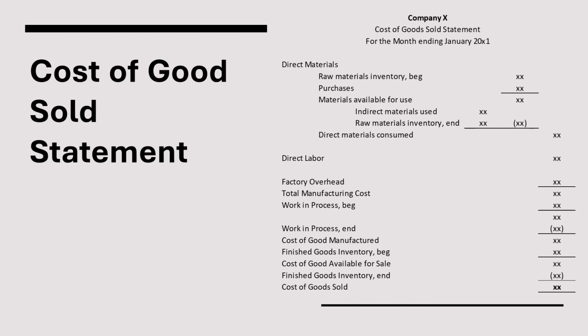As you can see here, direct materials, direct labor, and factory overhead. Again, that takes up your total manufacturing cost. This one is specific as to how you will be able to derive your direct materials. So this is referring to your inventory. Raw materials inventory beginning, you add up your purchases. So now you will have your materials available for use. Then you deduct the indirect materials used and the raw materials inventory end, so that you will be able to deduct how much was used during the period.